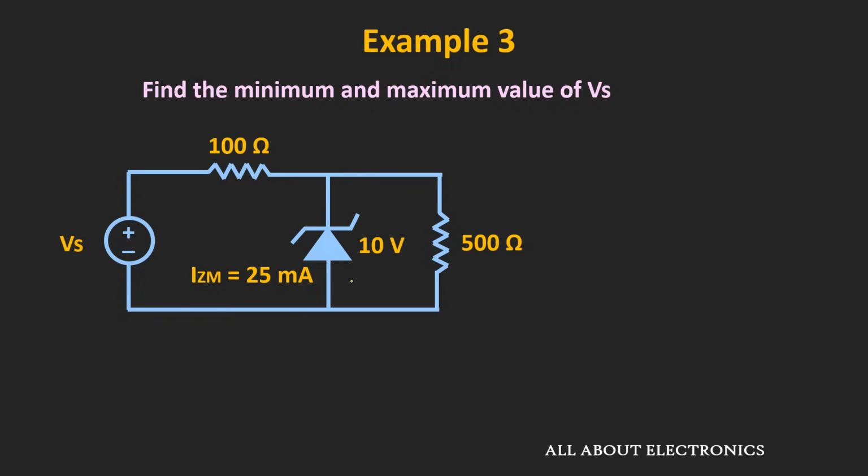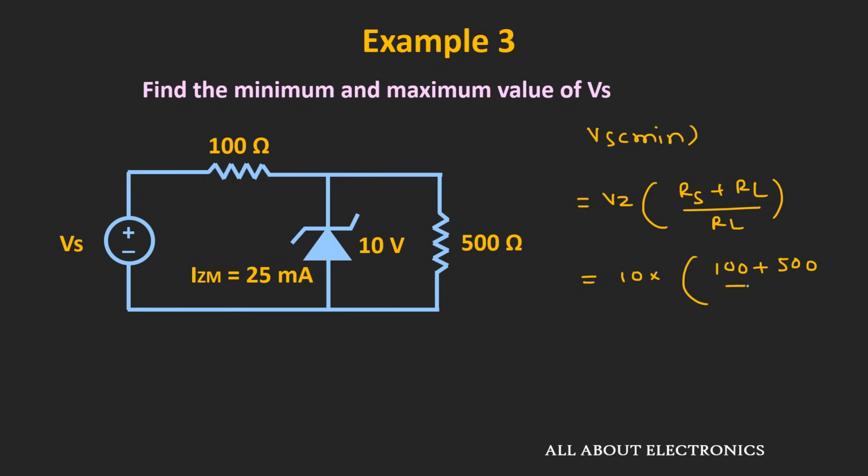In this example, we have been asked to find the minimum and the maximum value of the supply voltage such that the Zener diode will work properly in the breakdown region. So first of all, let us find out the minimum value of this supply voltage. And this minimum value can be given by the expression Vz times Rs plus RL divided by RL. If we put the values of Vz, Rs and RL, then we can write this expression as 10 volt multiplied by 100 ohm plus 500 ohm divided by 500 ohm. And if we simplify it, then the minimum value of the supply voltage will be equal to 12 volt. So this 12 volt will ensure that the Zener diode will work in the breakdown region.